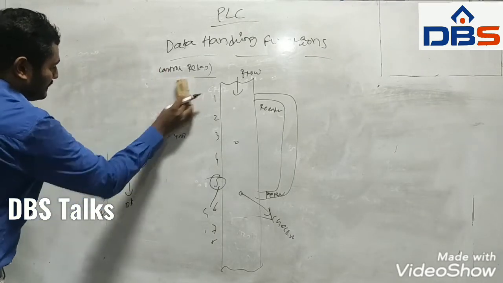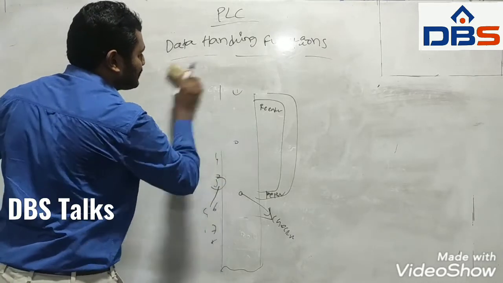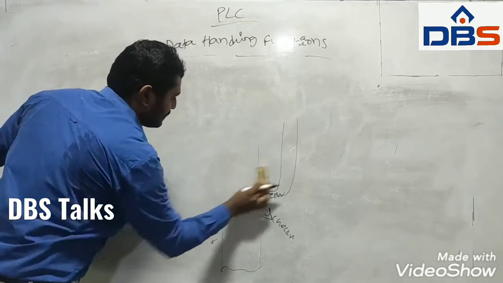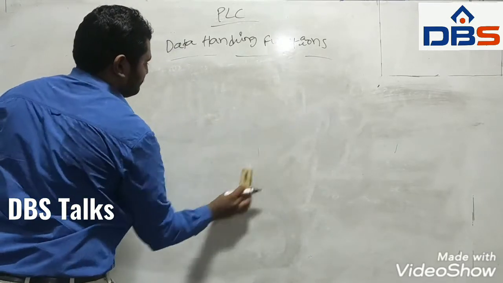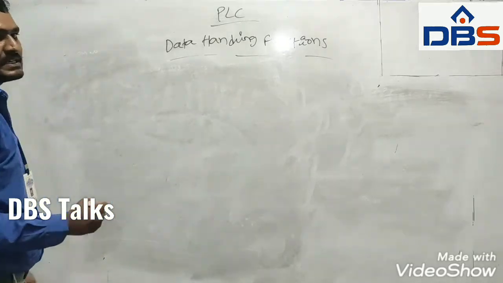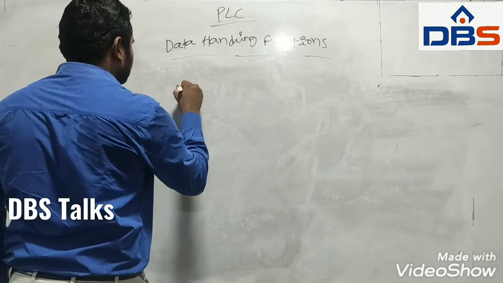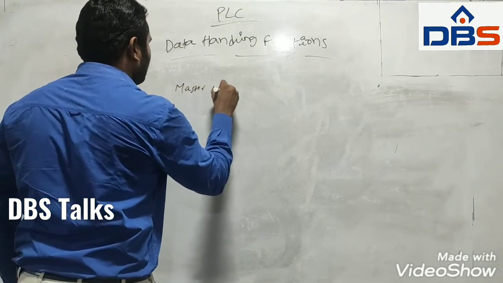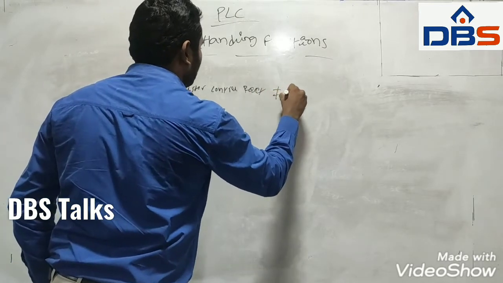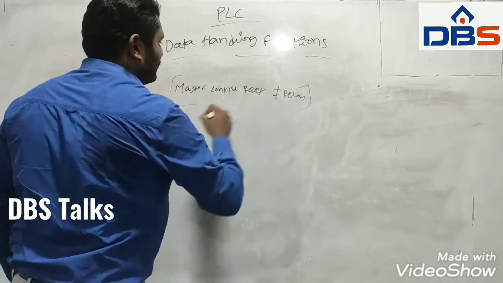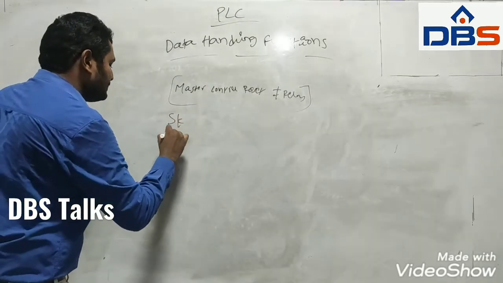In some PLC programming systems, the MCR function is also known as the master control function. Actually MCR means master control relay. In some PLC programming systems we consider it as master control reset, not relay. So, not a relay point. Coming to the difference between these two, that is the skip function and the MCR function.